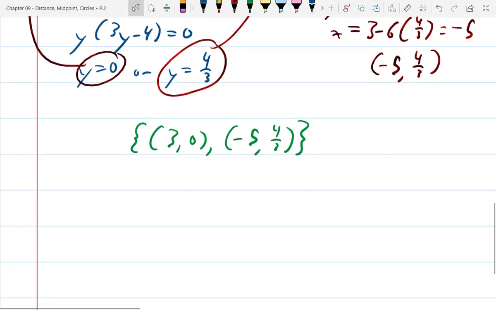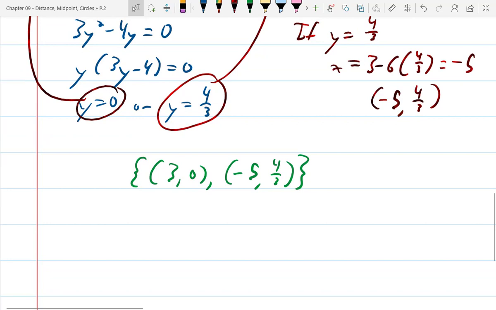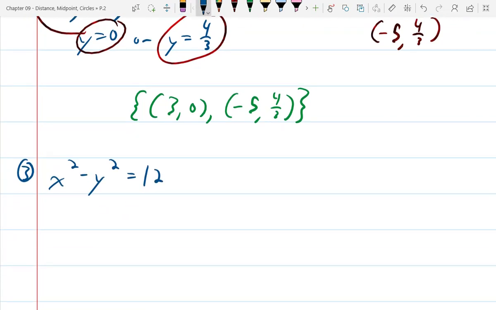Okay, last problem. We're going to do the intersection of this, which is x squared minus y squared equals 12, and this, xy is equal to 8.